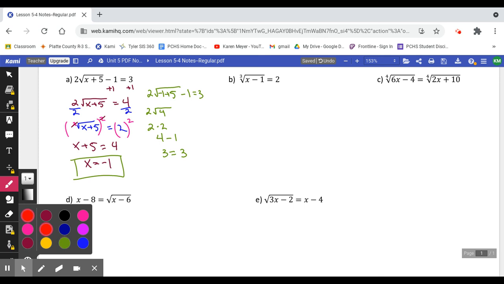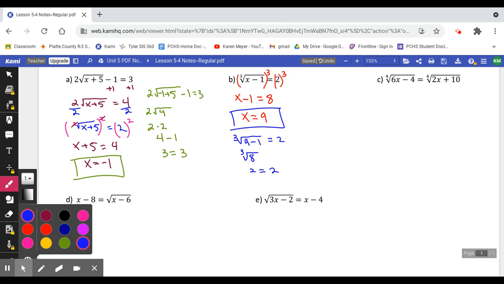Okay, next one. Cube root is already by itself, yay. So let's just get rid of a cube root by putting power of 3 on each side. So then you get x minus 1 equals 2 raised to the third power, which is 8. Add the 1 over, so x equals 9. Let's check. Cube root of 9 minus 1. Does it really equal 2? Well, 9 minus 1 is 8, and the cube root of 8 is 2, so yes, it does check out.